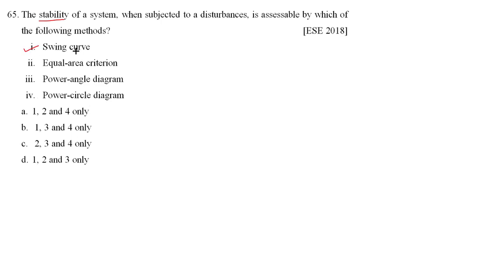So swing curve. We can judge whether the system is stable or not by using the swing curve. So what is a swing curve? It is basically a graph of delta versus t. How delta behaves with respect to time is nothing but the swing curve. Initially delta will have some value. Suppose in case of some disturbance delta increases and after some time it stabilizes. Then we say that the system is stable.